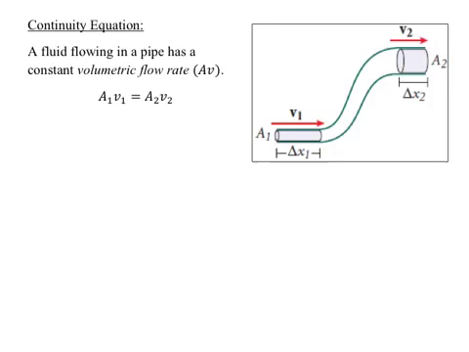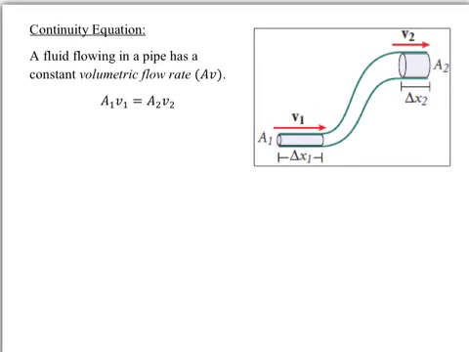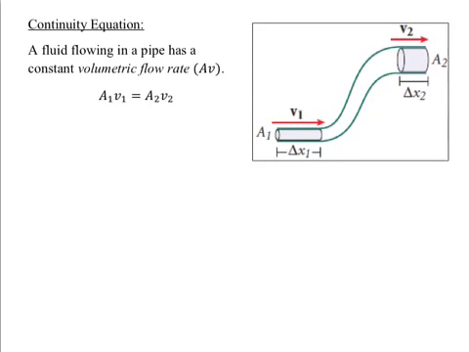Let's start with the continuity equation, which tells us that a fluid flowing in a pipe has a constant volumetric flow rate. That means that the same volume flows through the pipe at the same rate. The same amount comes out of the pipe at the same time or the same given period. Now, what's interesting to see is that most people make a misconception here. And what they'll realize here is that V1 is actually traveling faster than V2.